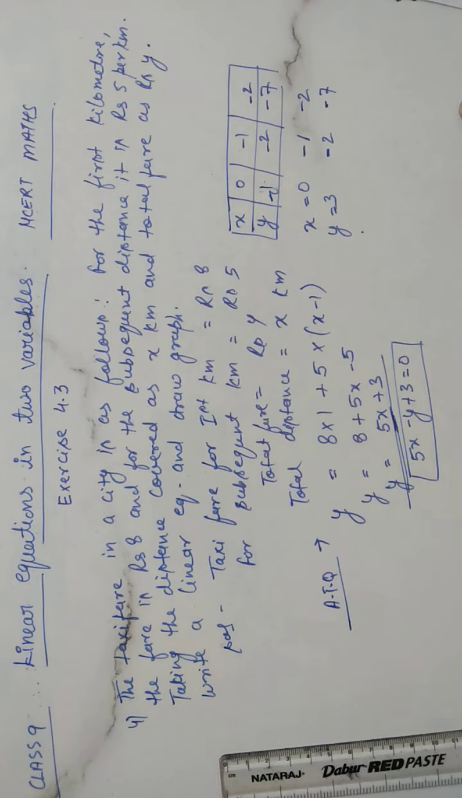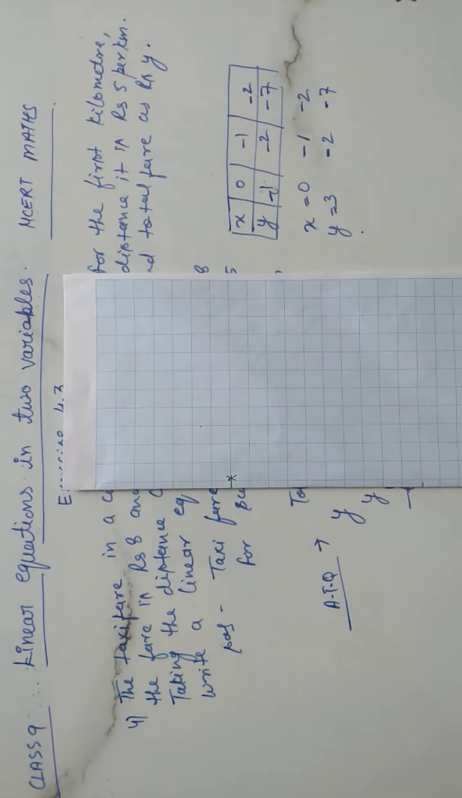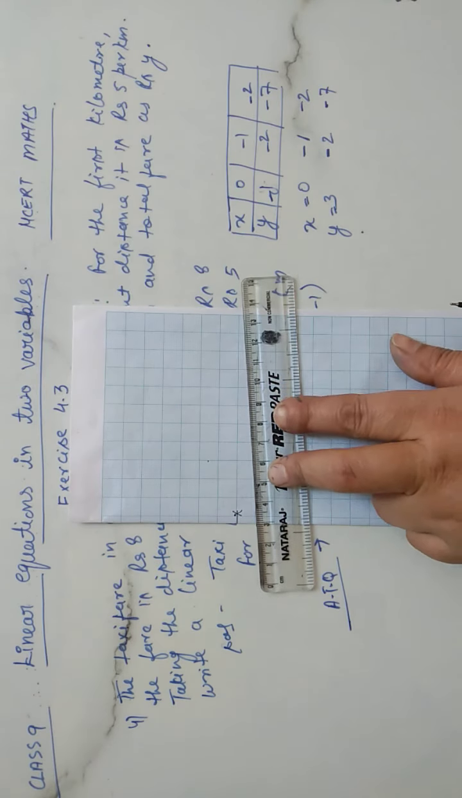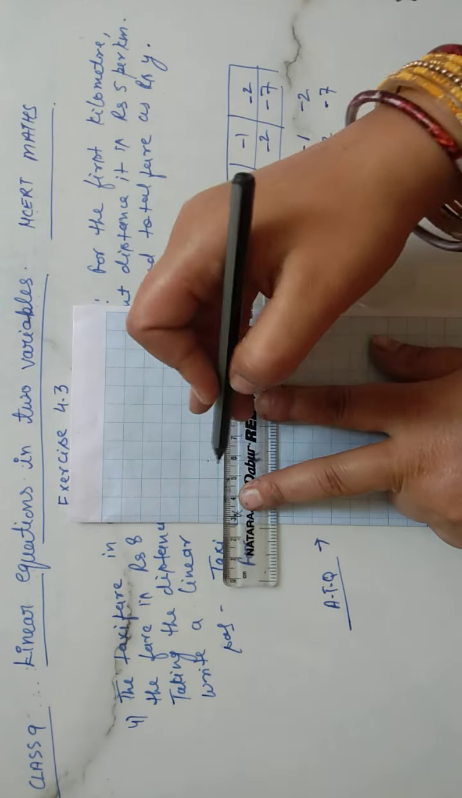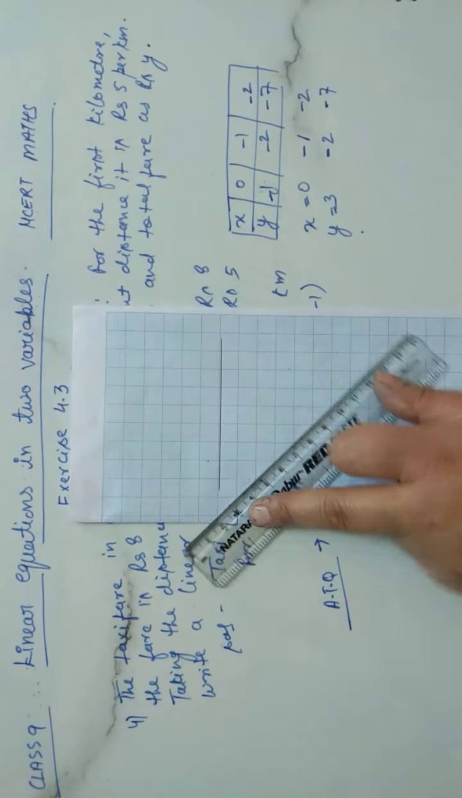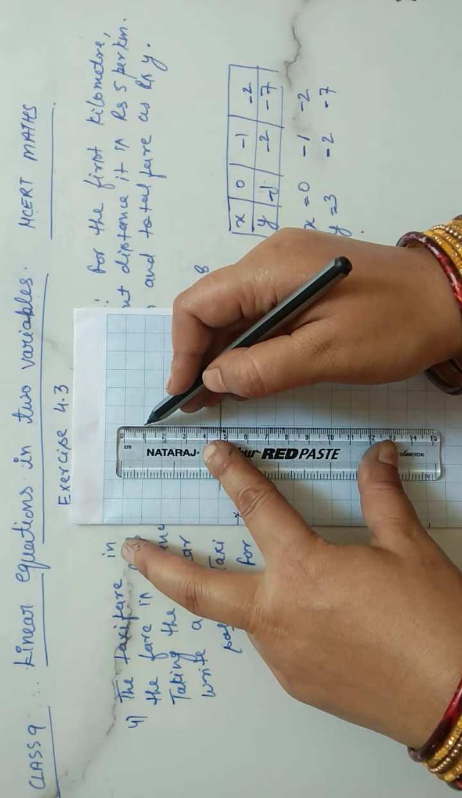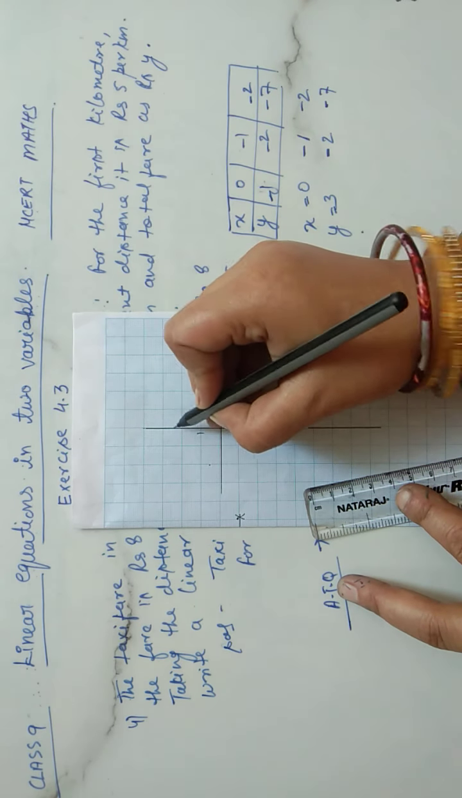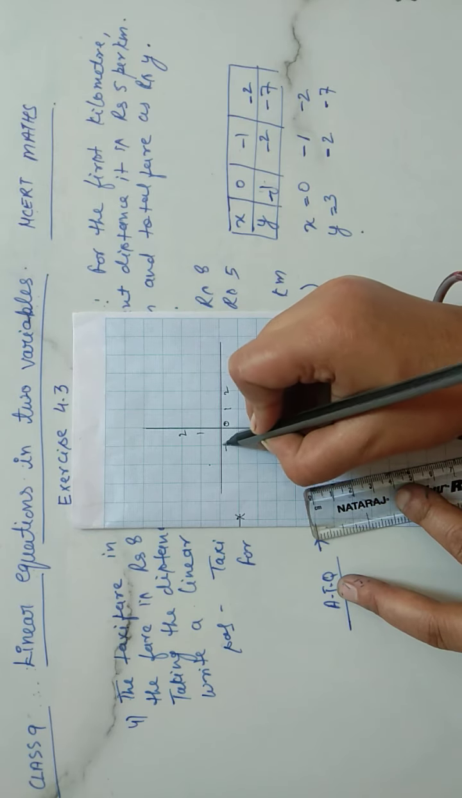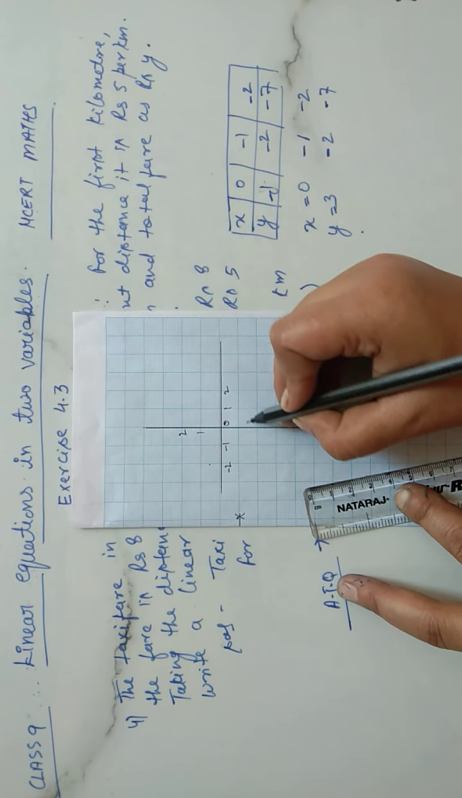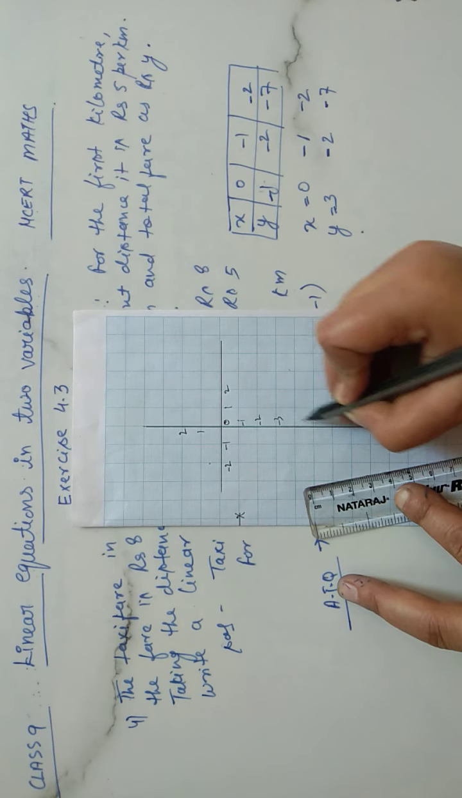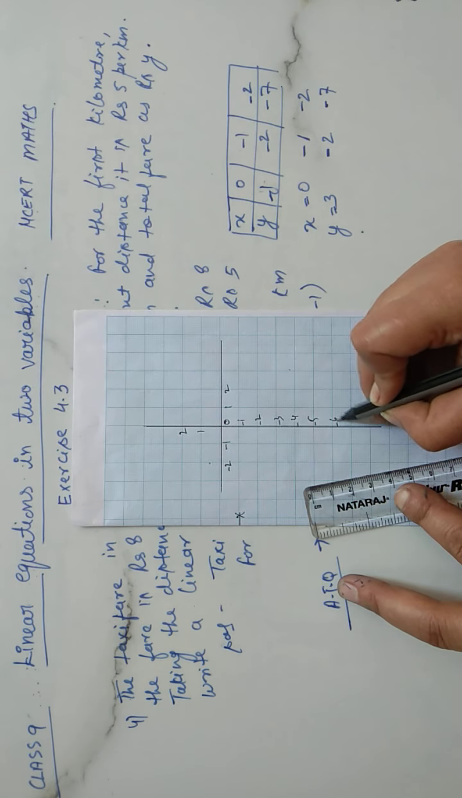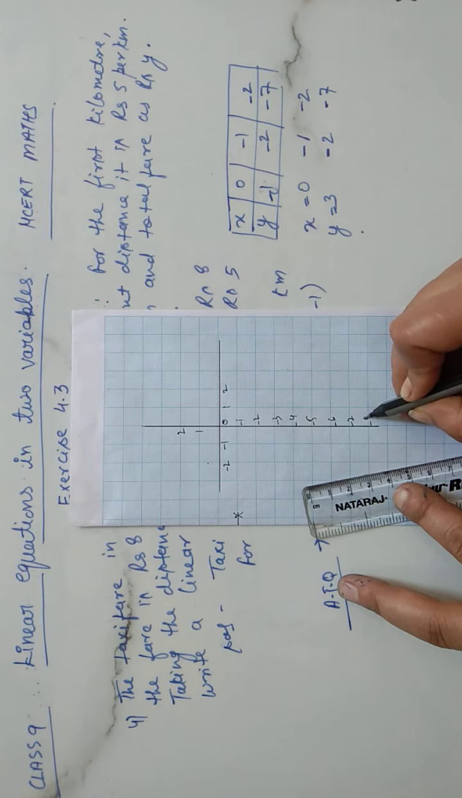Now with the help of these values I am getting the table, and with the help of this table I will draw the graph. Just see how. Yes, see, this is the graph I have. So I will draw it. 0, 1, 2, minus 1, minus 2, minus 3, minus 4, minus 5, minus 6, minus 7. We have these, right? I am taking so long.